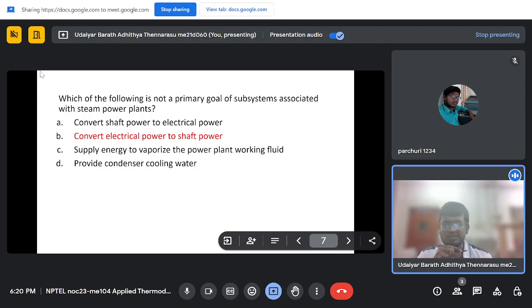You need to give energy so that the cycle will remain. You cannot generate work without giving input. So C is required. That should be a primary goal, because that is needed. And condenser cooling, without rejecting heat you cannot run the cycle. So the three major components of the cycle are generating work, giving input, and rejecting heat. All three are required for a cycle to be in operation. So that's why A, C and D are required. So B is the option.